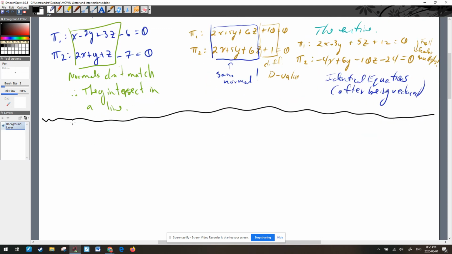And so we identified that, but we don't want to just end at them intersecting in a line. What we want to do is find what the actual equation of that line is. And so this is where we're at.